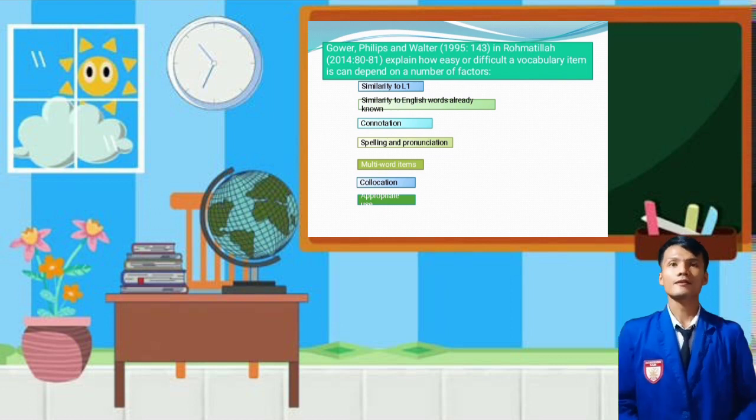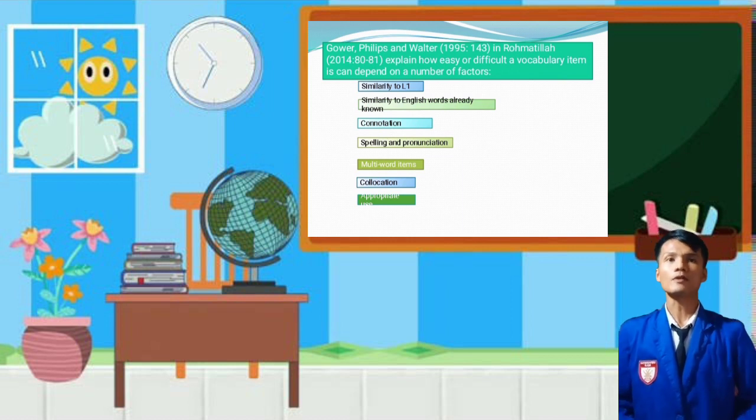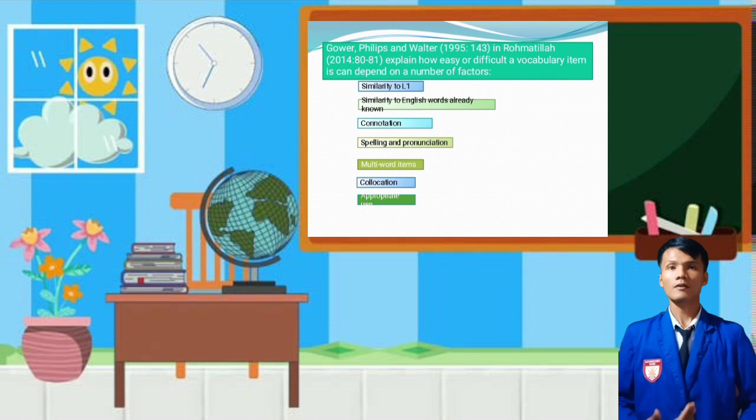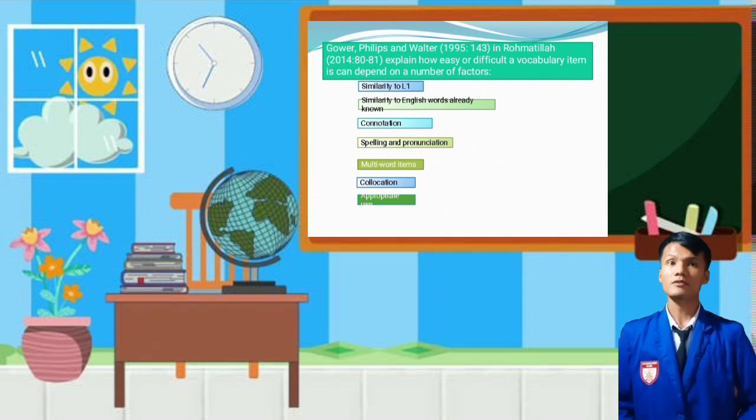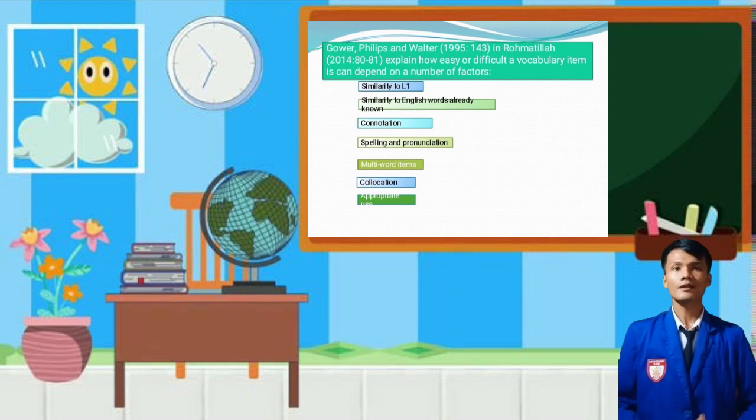Next, multi-word items. A lexical item may consist of more than one word, as in a compound noun such as tennis shoes or sport card, or a phrasal verb such as to put someone up. Next, collocation. How a lexical item collocates or goes with other items can also cause difficulty. And the last, appropriate use. When to use vocabulary appropriately is also problematic.